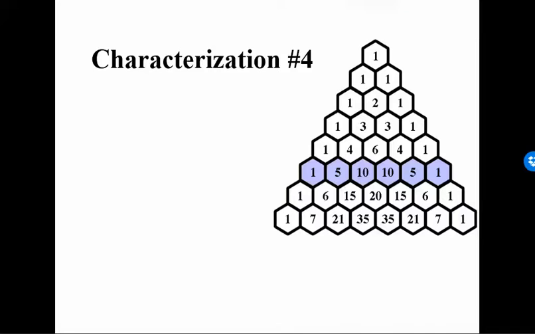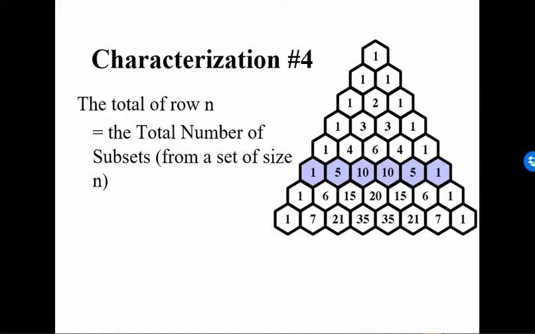Characterization 4. The total of row n equals the total number of subsets from a set of size n, which is equal to 2 to the n. So let's take an example of n equals 5. We have in the 5th row 1, 5, 10, 10, 5, and 1, which adds up to 32. And in fact, that is 2 to the 5th power.